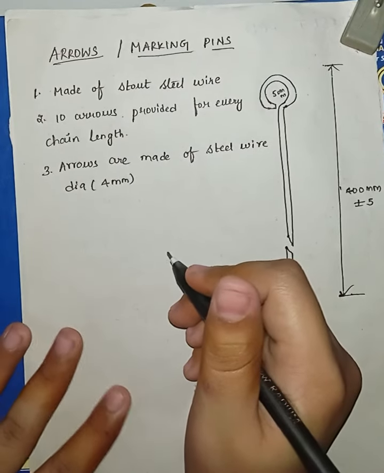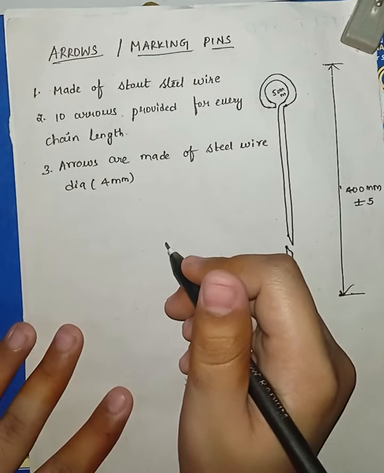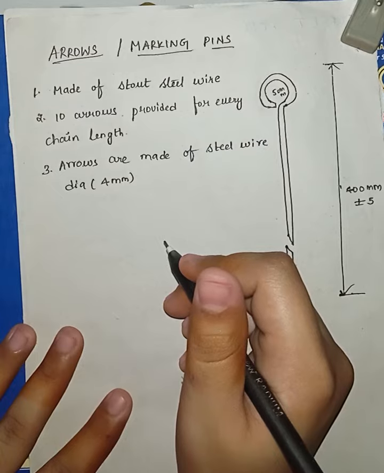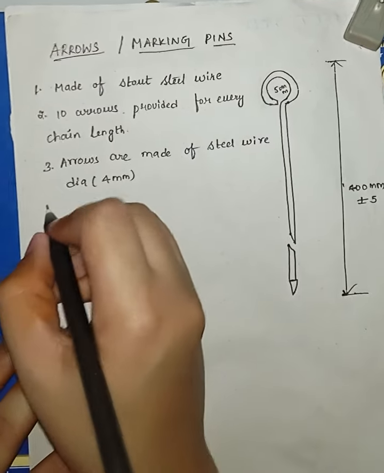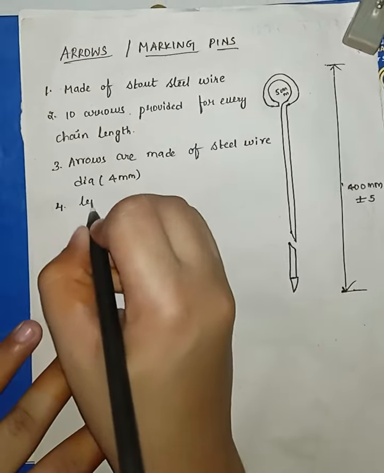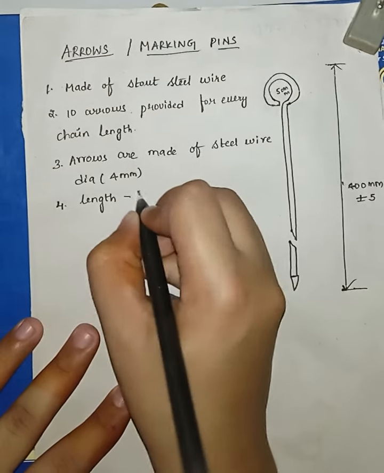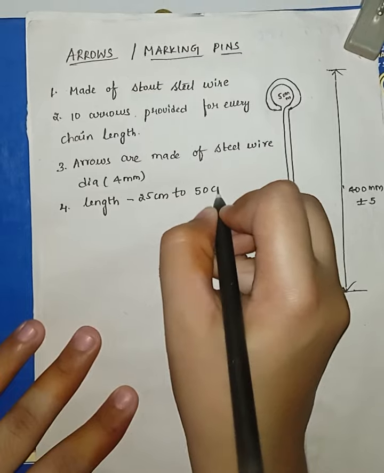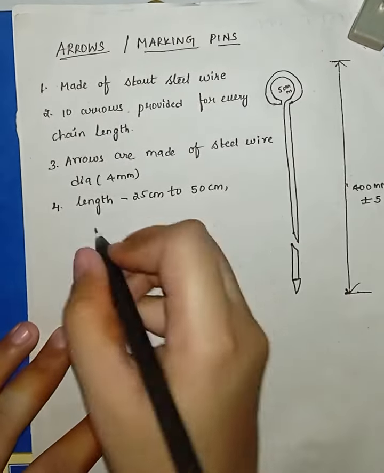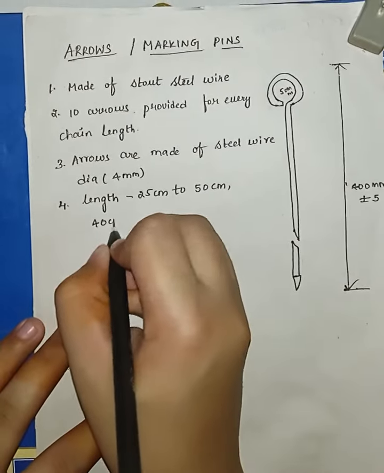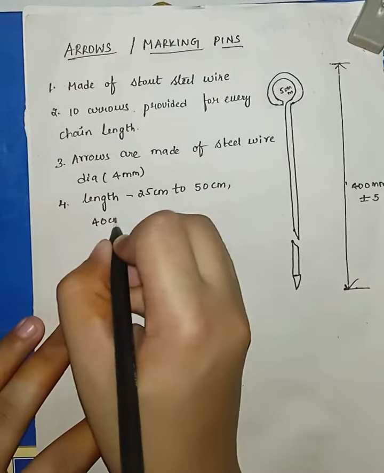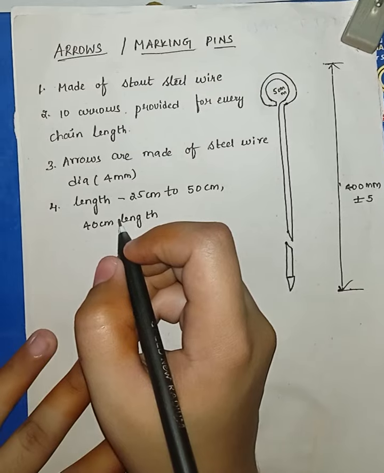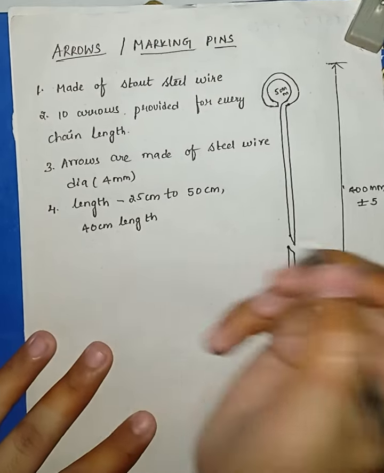The length of the arrow may vary from 25 cm to 50 cm, the most common length being 40 cm. What are the lengths of the arrows? The length of the arrow usually varies between 25 cm to 50 cm, but in practice the 40 cm length arrow is mostly used. One end of the arrow is sharp and the other end is bent into a loop or circle for facility of carrying. What is the shape of the arrow?